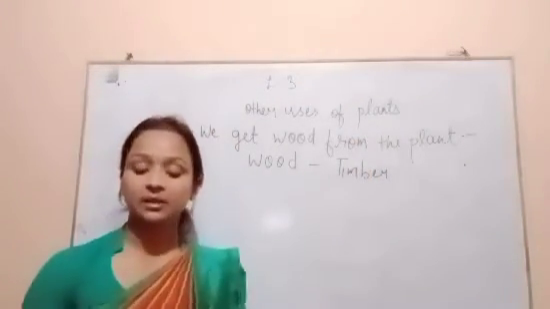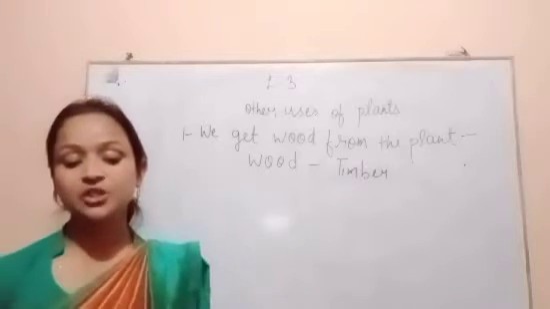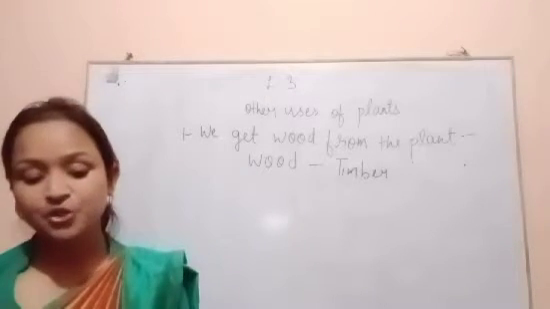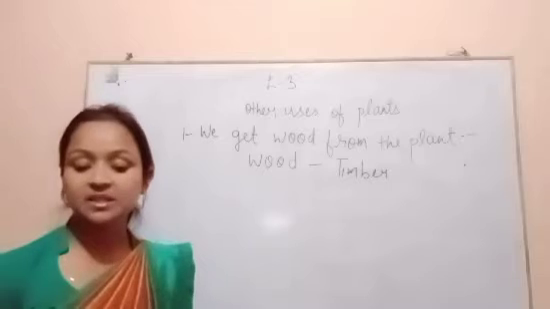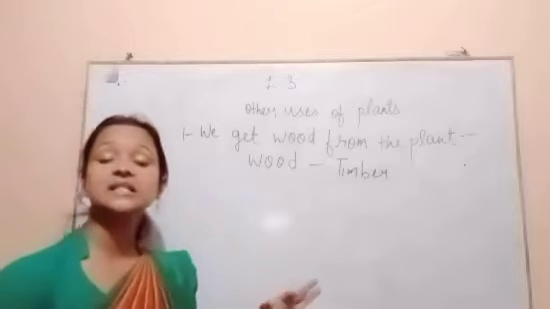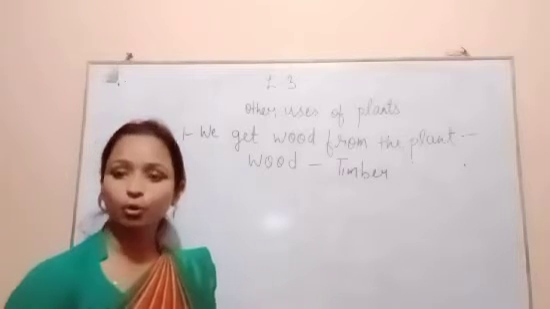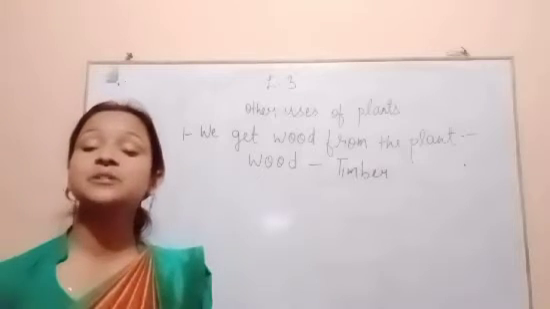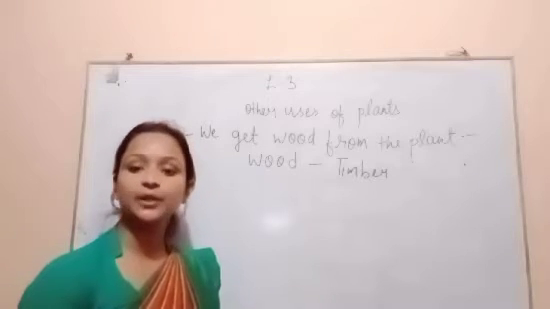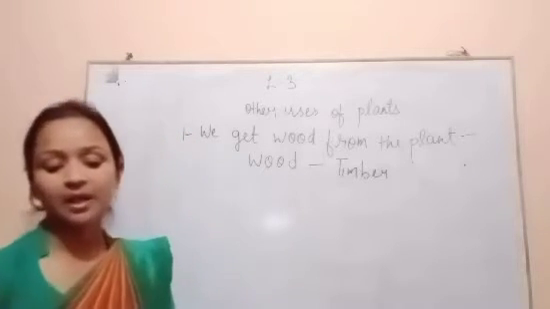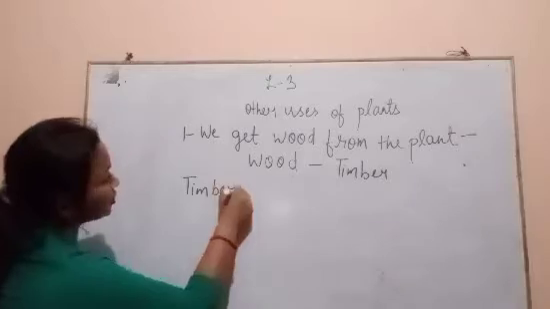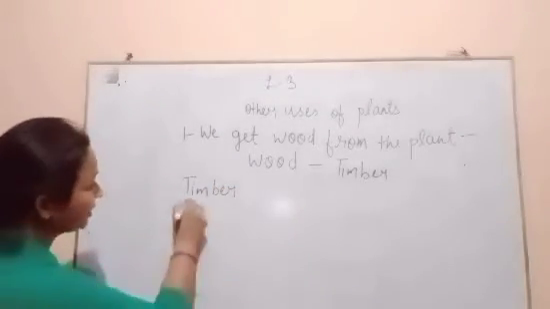Teak, deodar, sisam and walnut are some timber giving trees. Firewood from the plants is used as fuel, and dead leaves are used as manure. So what is timber? Such wood, from which we make doors, furniture and sports goods, is called timber.